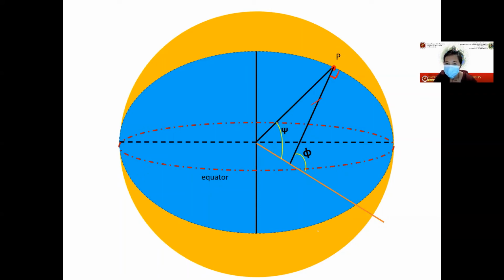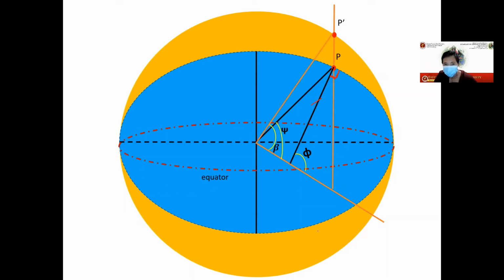Now the last one is, if we create a line from P, then it intersects a sphere inscribing that ellipsoid. So that point here, where our projection of P is limited up to the top of the sphere, is the P prime. Then we create a radius from the P prime to the center of the Earth. Then the angle that we create from the equator to the P prime is called the reduced latitude, known as beta. Okay, I hope you get the picture.